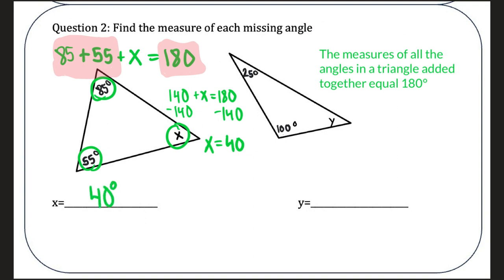And we can make sure that we did this problem right by just adding 40 plus 55 plus 85, and that should give us 180 degrees.